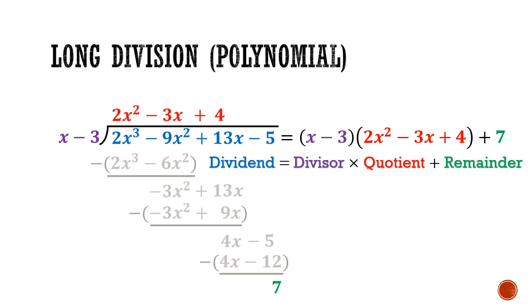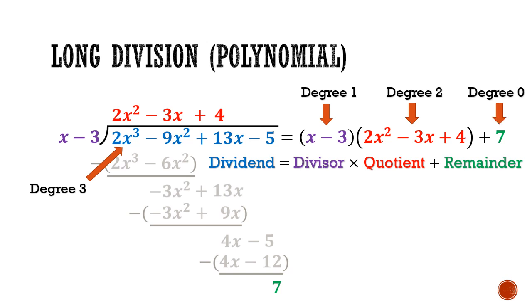Also note that the degree of the divisor is 1 and the degree of the quotient is 2, and together their sum will give us the degree of the dividend. We also note here that 7, the remainder, has a degree of 0. The degree of the remainder must always be less than the divisor. That also tells us when to stop polynomial long division.